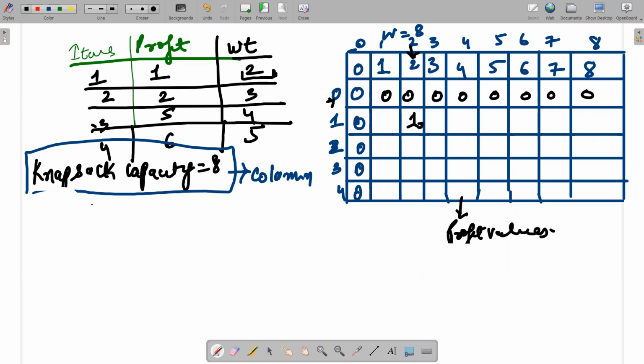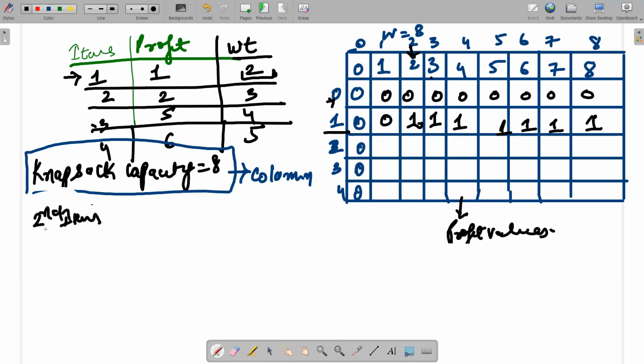What is the previous value? 0. That's what dynamic programming is. Now I've put 1. Even if I reach weight 3, 4, 5, 6, 7, 8, I have to insert item number 1 in the bag. So whenever I reach weight 3, profit will still be 1. Profit 1, 1, 1, 1, and 1. All the profits will be 1 even at weight 8, because only the first item is to be considered. Now the second item comes into play.